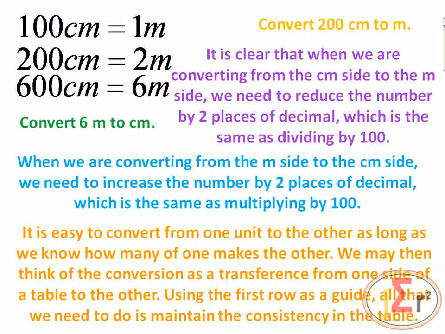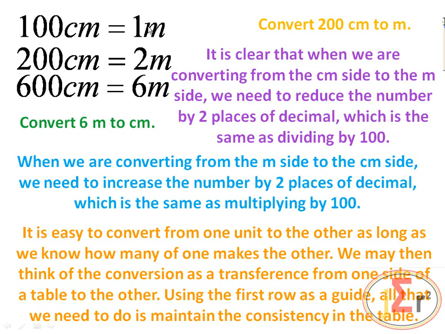We may then think of the conversion as a transference from one side of a table to the other. Using the first row as a guide, all that we need to do is maintain the consistency in the table. So that's what we need to do. Maintain the consistency in the table. If we can maintain the consistency, then we are sure that we are converting correctly.